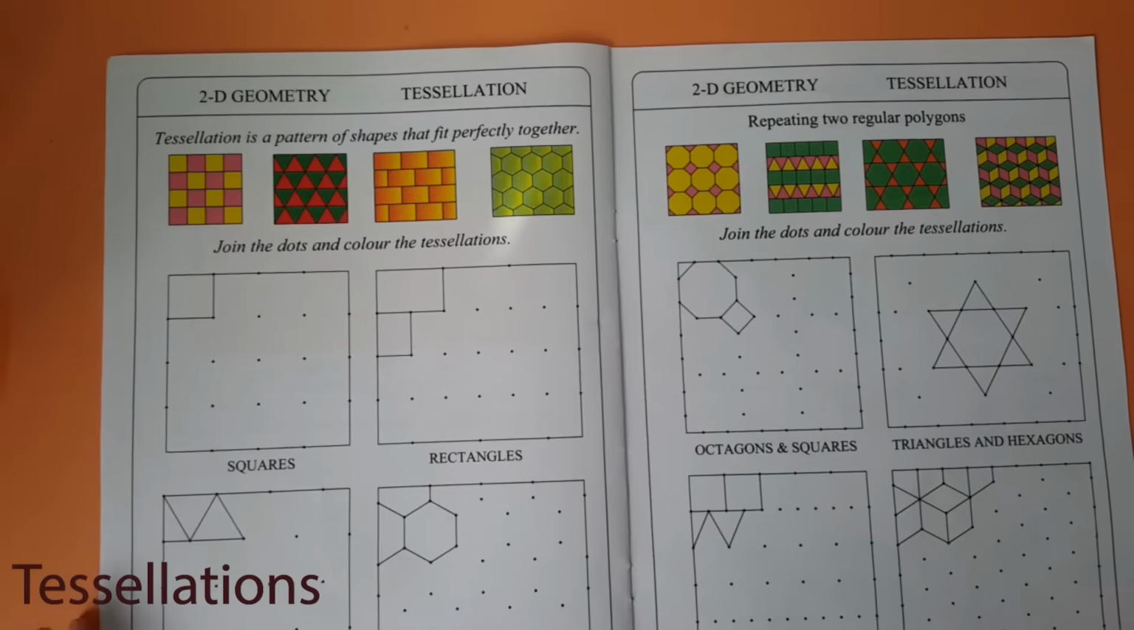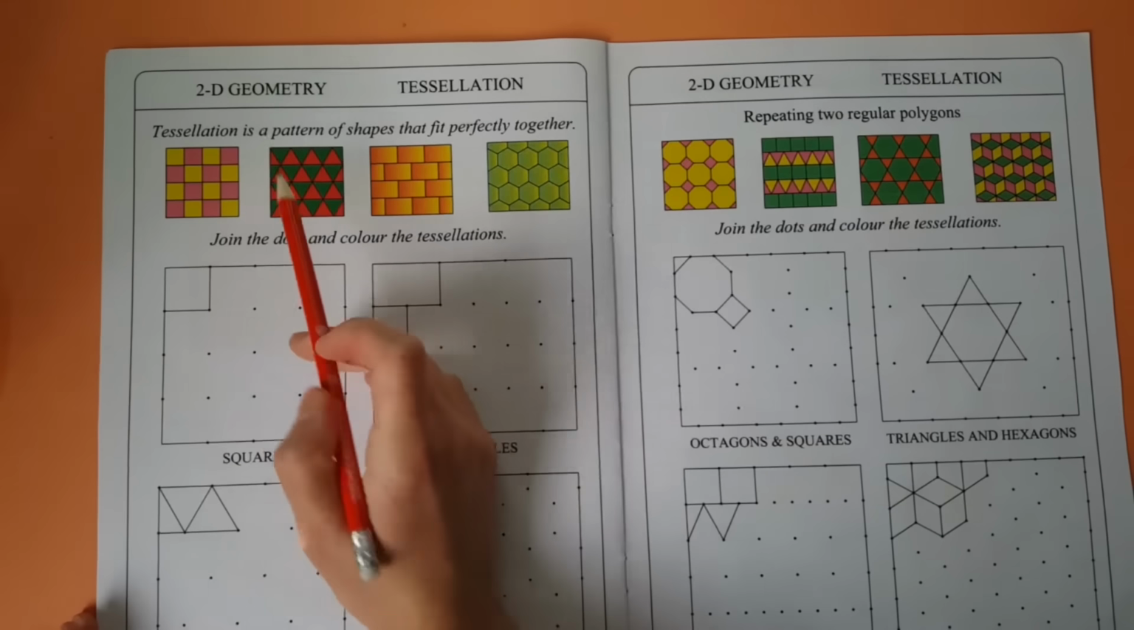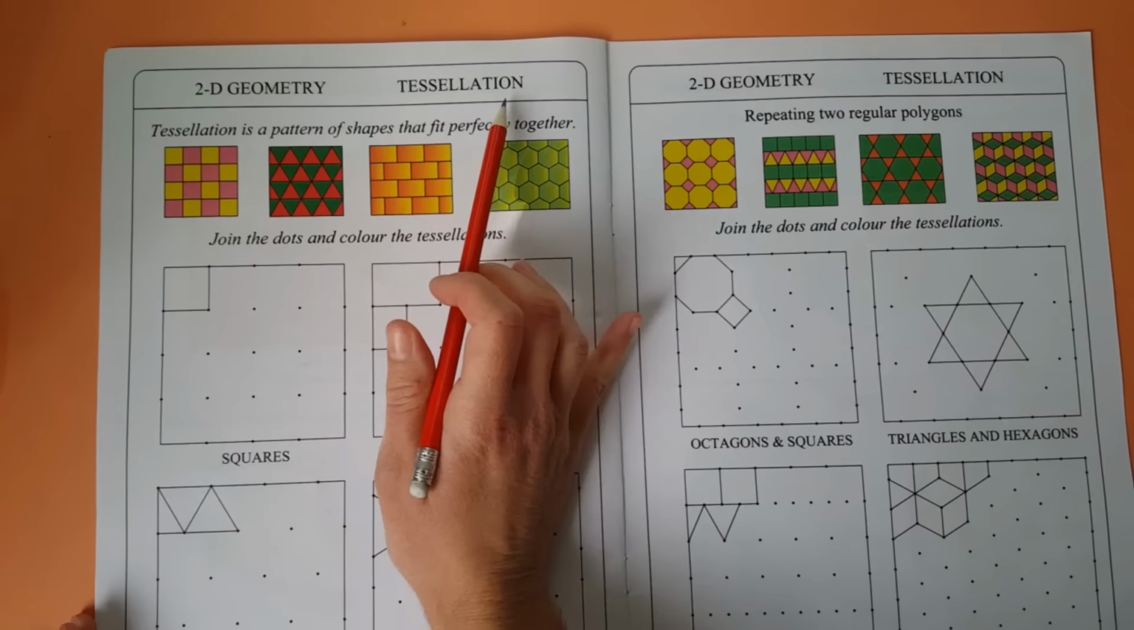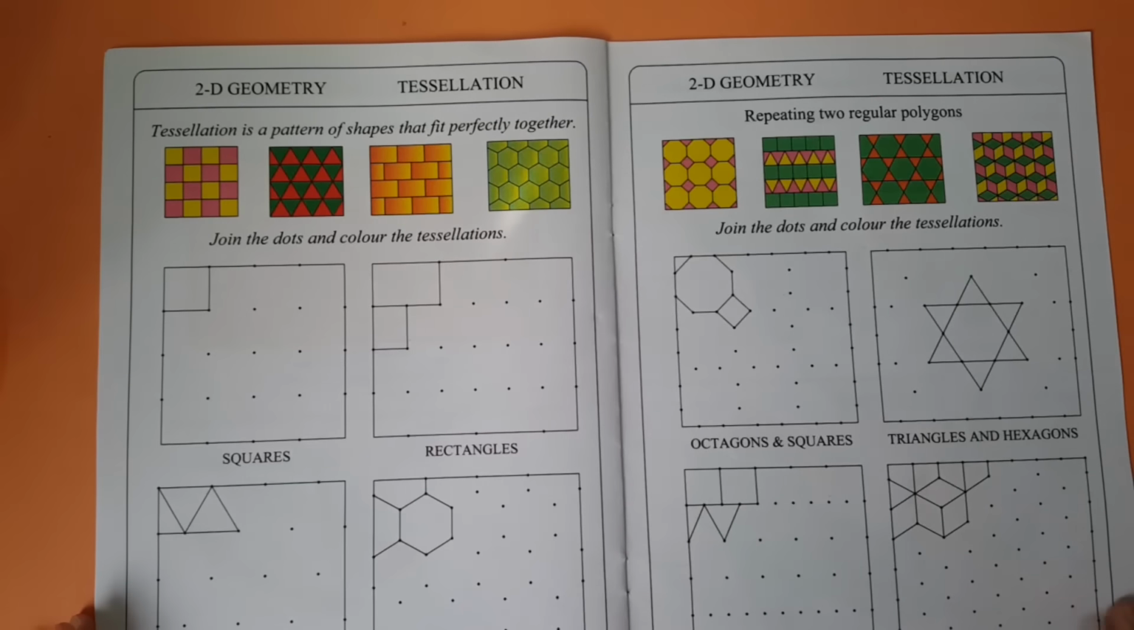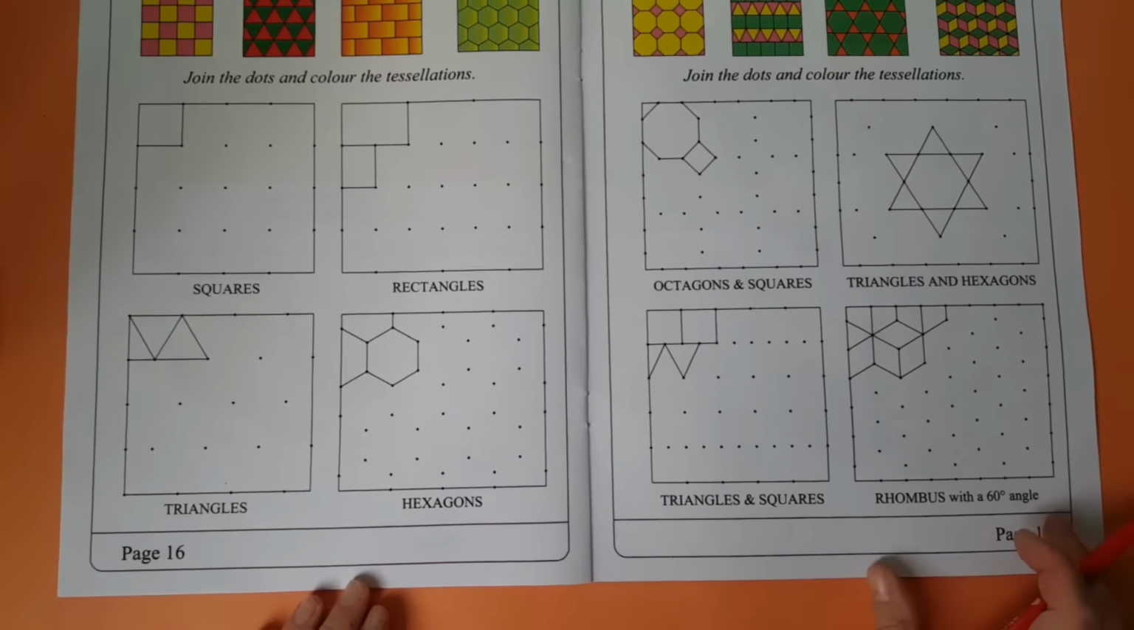Hello everyone, and today we'll be covering tessellations, which is a form of 2D geometry. This exercise is located on page 16 and 17 on your Communicate Graphically booklet.